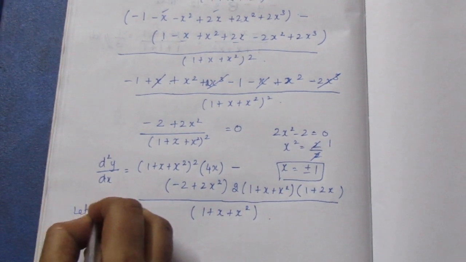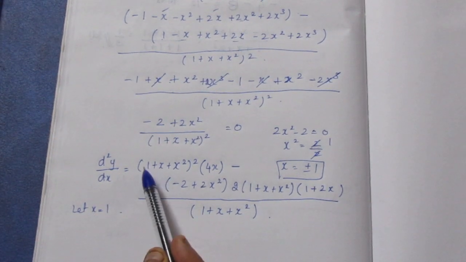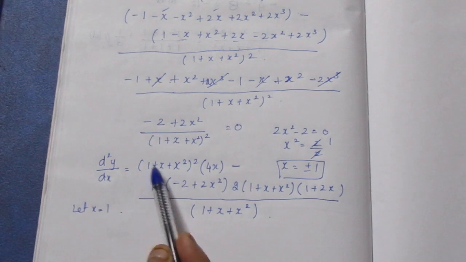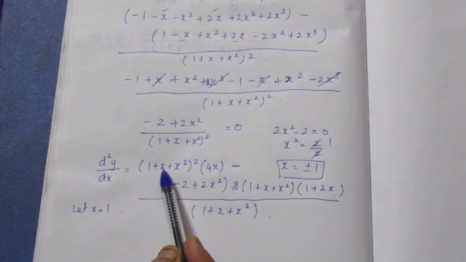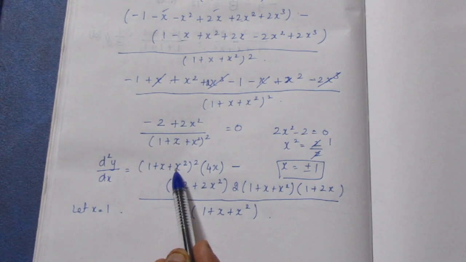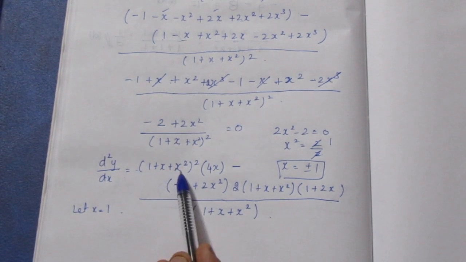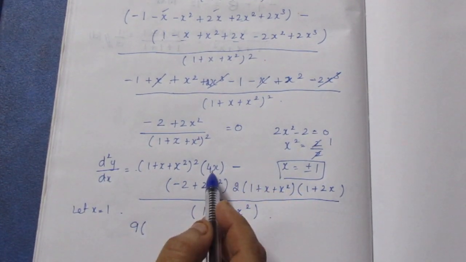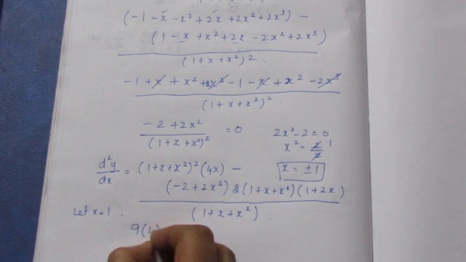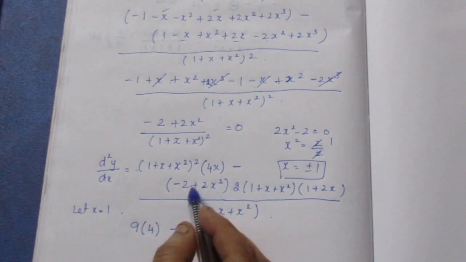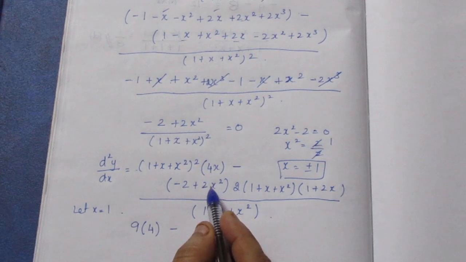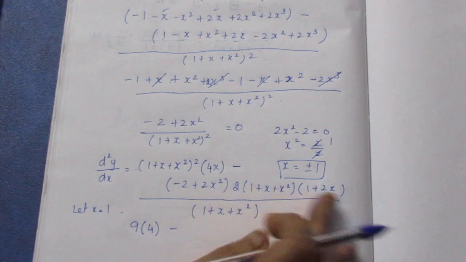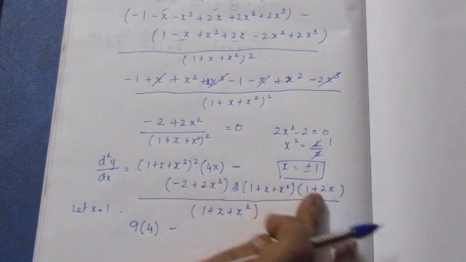Let x is equal to 1. If I substitute here, the denominator's inner part becomes 3, because 1 plus 1, here 1 square becomes 1, so this becomes 3. 3 square is 9. 9 into here, if I substitute 1, it becomes 4. Minus, here if I substitute 1, it becomes plus 2. Plus 2 minus 2 will become 0. The whole thing will become 0, so 0 into any number will become 0.